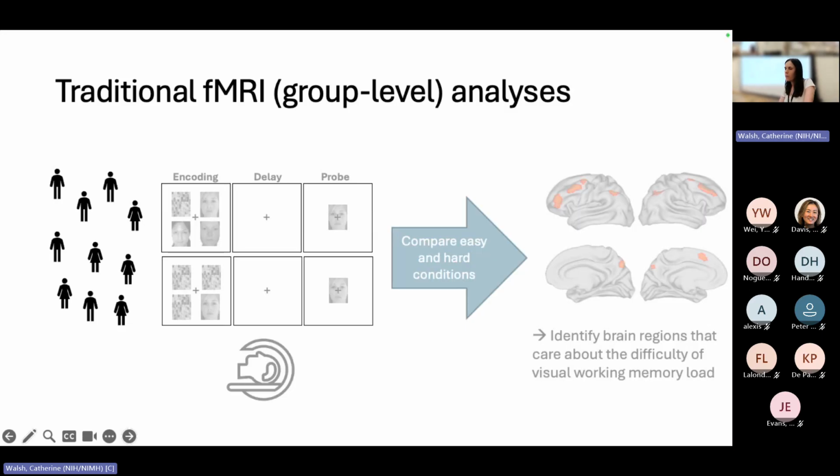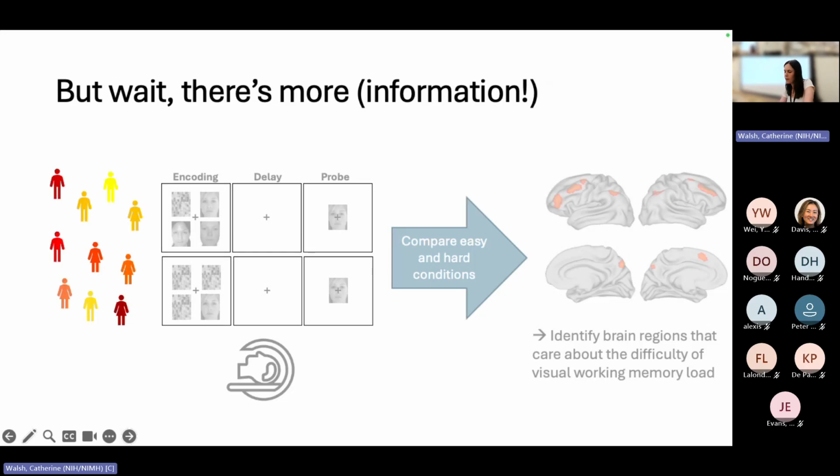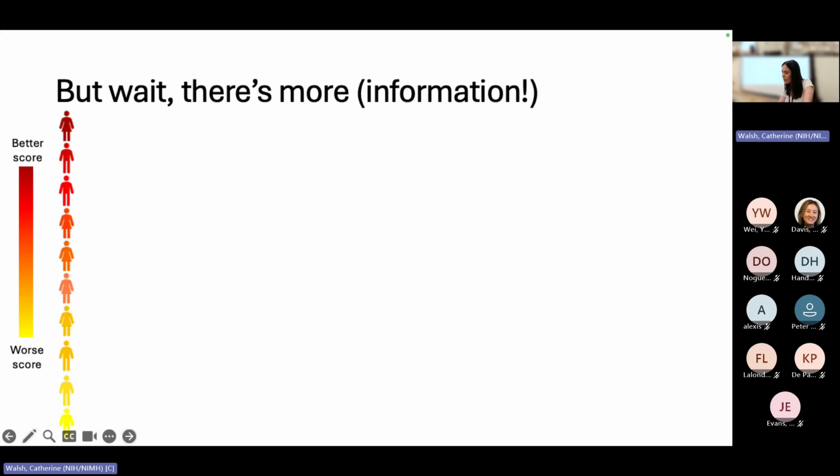But if we want to think about individual differences, we can put aside these group level analyses of condition. We can assume that every person has done this task and they get a score. For this case, the numbers themselves don't actually matter too much, but we can assume that red colors mean a person does better, the yellow colors mean a person does worse. We can do a similar thing as before, compare the easy and the hard conditions, but we can do it for each person.